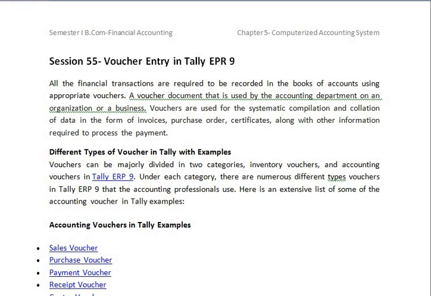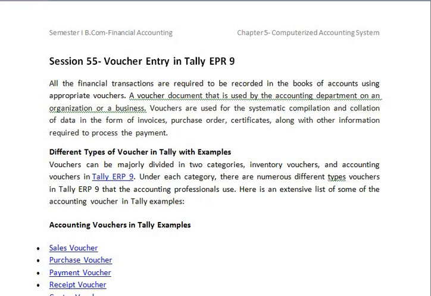All the financial transactions are required to be recorded in the books of accounts with the appropriate vouchers. A voucher is a document that is used by the accounting department of an organization or a business. Vouchers are used for systematic compilation and collection of data, invoices, orders or certificates. All these things will be done in a voucher.